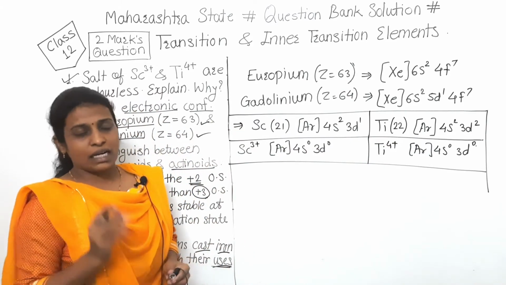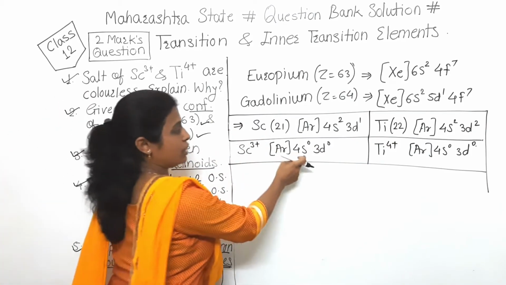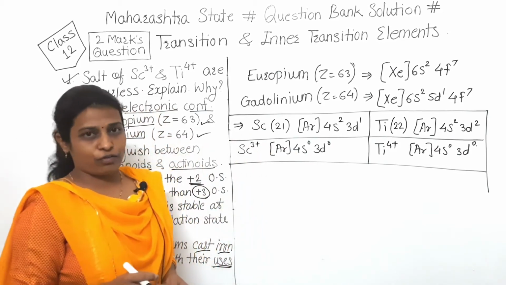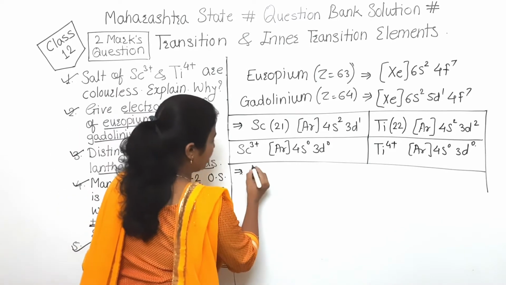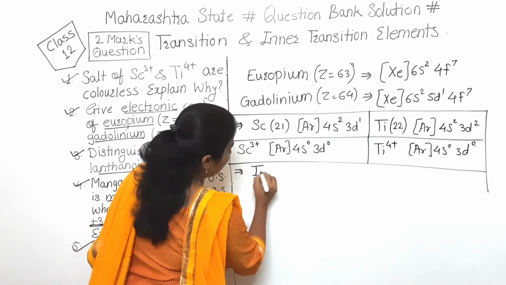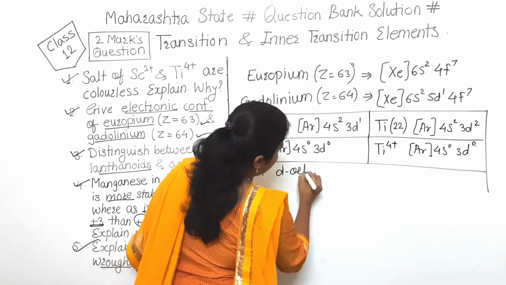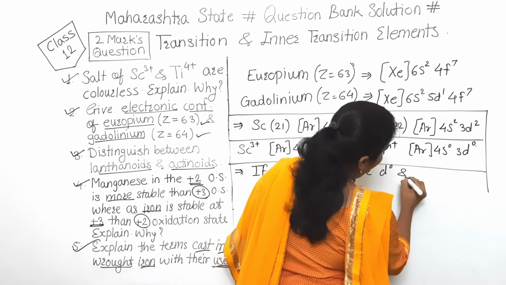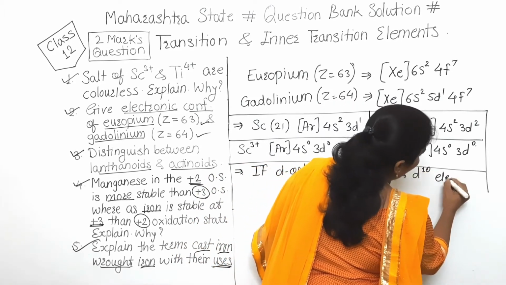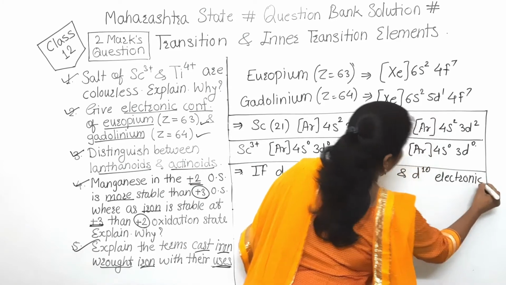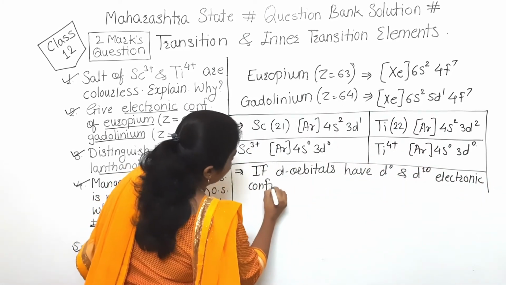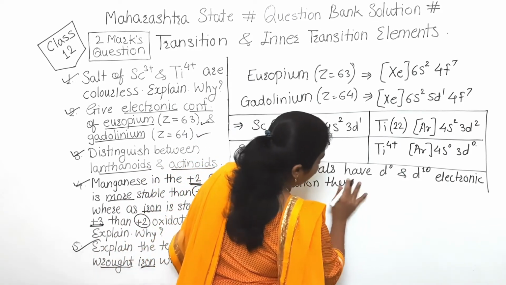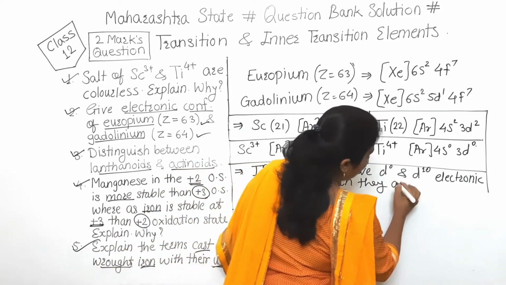Now why they are colorless, that is the point, because it is related to the electronic configuration. That's why it is very important to include that electronic configuration. It is very important to note that if d orbitals have d0 and d10 electronic configuration, then they are colorless.